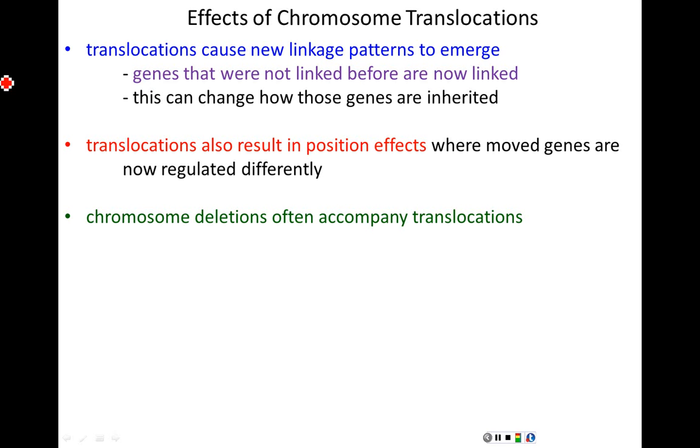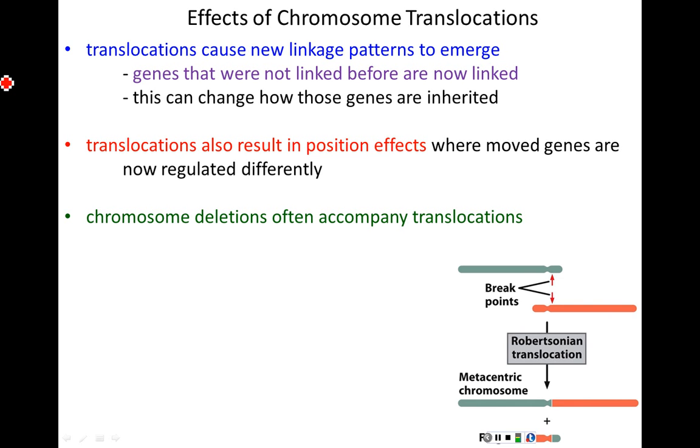Oftentimes, when we have a translocation, because we're cutting the chromosome, we are also having chromosome deletions as well. They often occur simultaneously. We can see this in this example. We have a pretty severe translocation where breakage here on the green chromosome and breakage here on the orange chromosome result in a re-gluing of these two chromosomes to one another. So here is a new chromosome that is made as a result of that translocation. It is much, much larger than either of the original chromosomes were because of where those two translocations occurred.